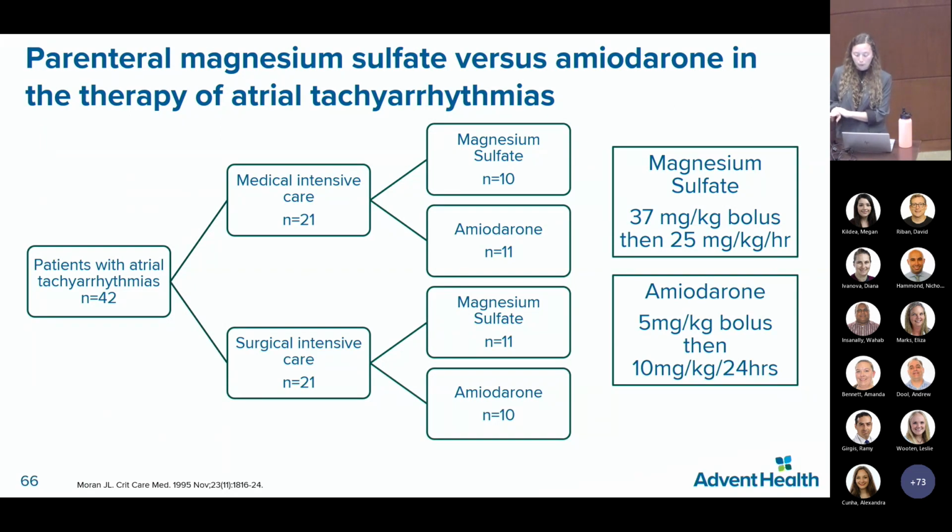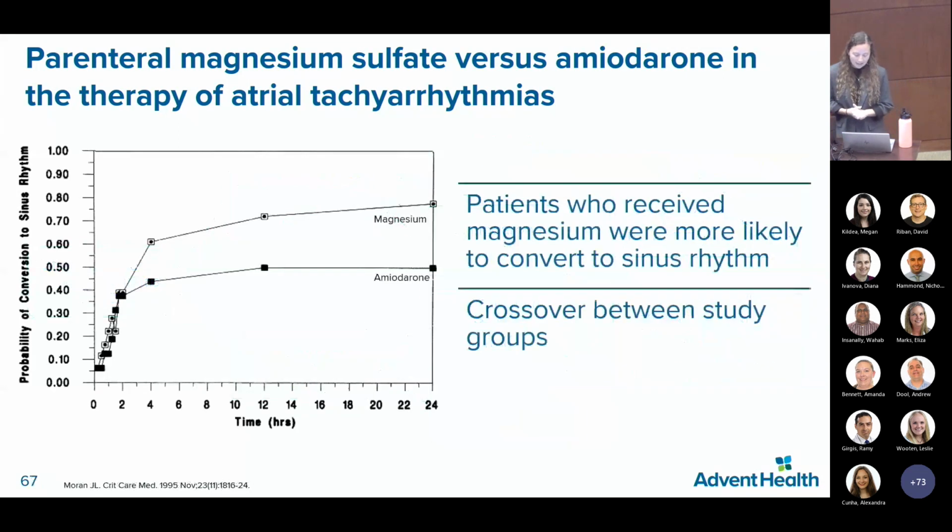2 patients in the amiodarone group did die, so only 14 patients were evaluated at the 24-hour mark. Of note, digoxin was used in the study in about 50% of patients, and epinephrine was used in about 30% of patients, which may have affected our conversion rate. 77% of patients who received magnesium converted to normal sinus rhythm, while only around 43% of patients who received amiodarone had the same conversion. Magnesium's conversion rate was better than amiodarone, and it may be a reasonable option for rhythm control in our critically ill patients.